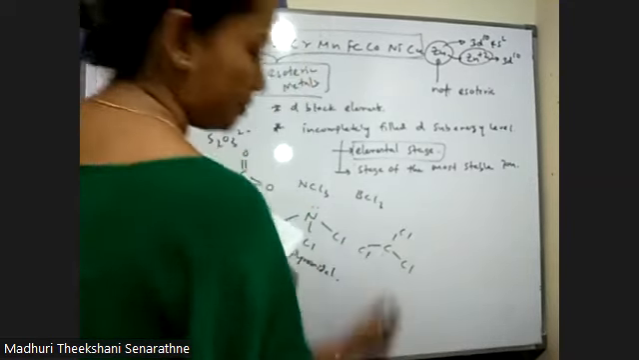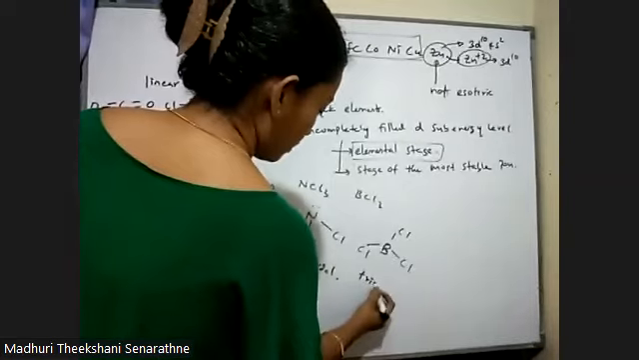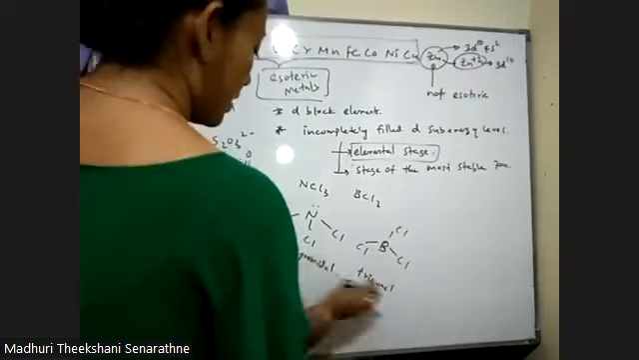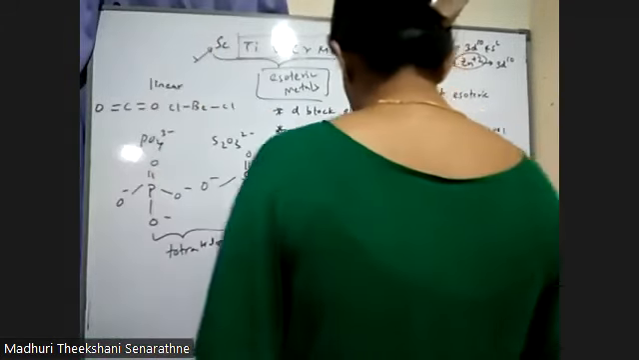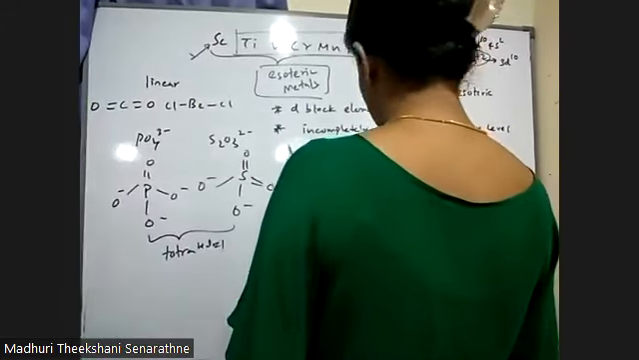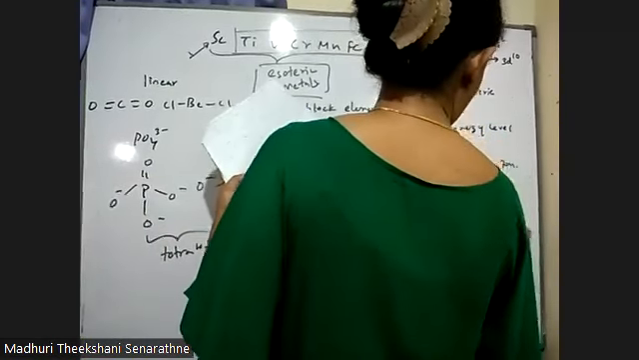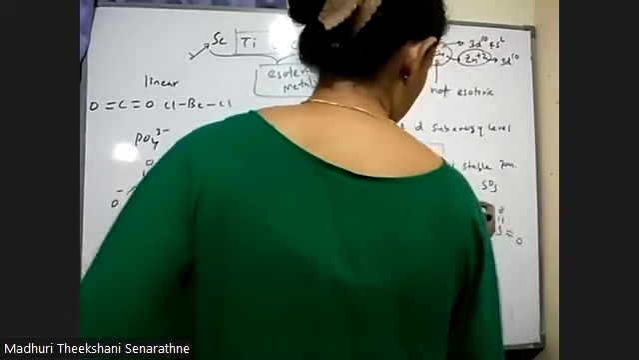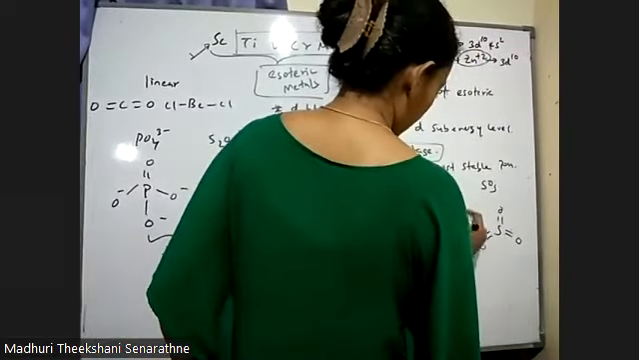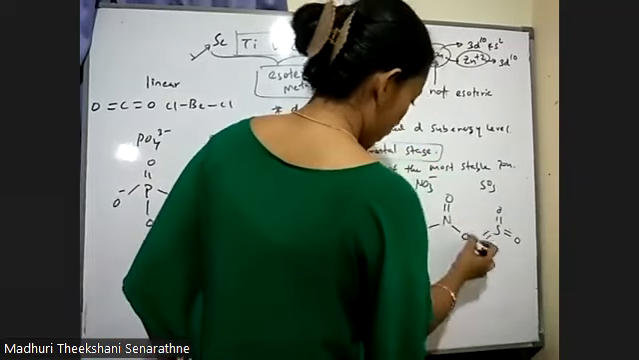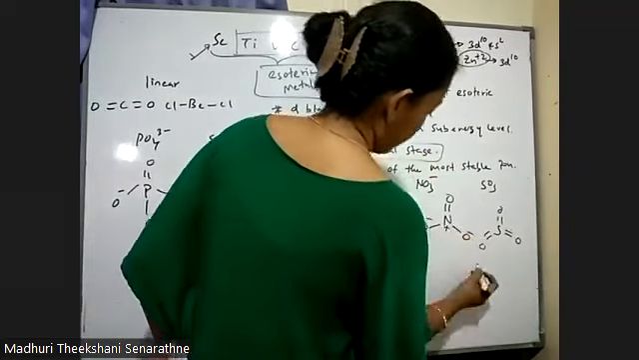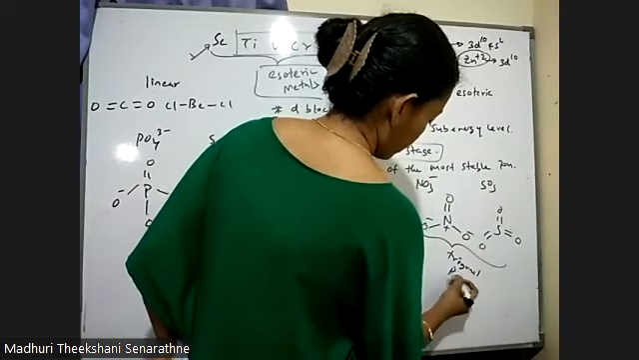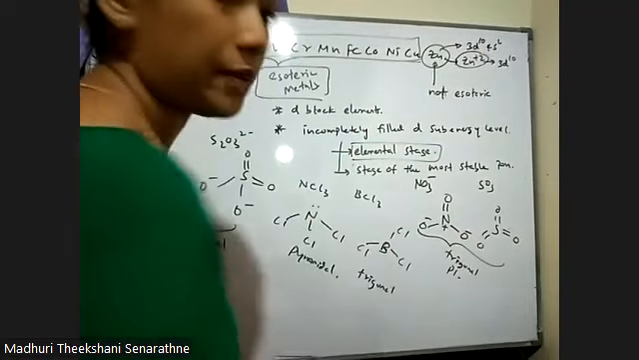This pair has two different shapes, pyramidal and trigonal. And think about the others. SO3 is trigonal planar, and NO3 minus is again trigonal planar. Answer is NCl3 and BCl3.